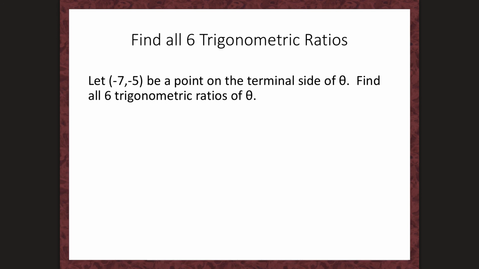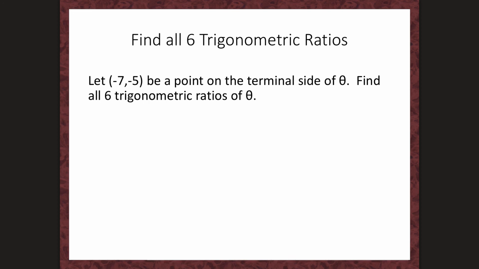Okay, in this problem it says let (-7, -5) be a point on the terminal side of theta. Find all 6 trigonometric ratios of theta. So I have a coordinate, an x and y value, but (-7, -5) is not on the unit circle. So I need to calculate my distance from the origin to (-7, -5). It is in the third quadrant, so I might know tangent's going to be positive, but sine and cosine are going to be negative. That means cosecant and secant will be negative and cotangent will be positive.